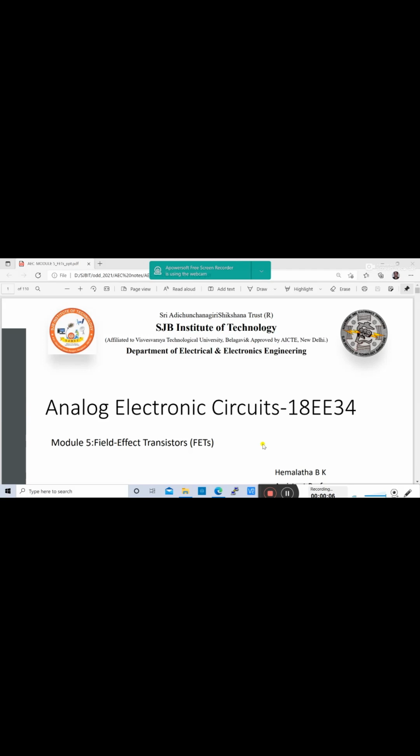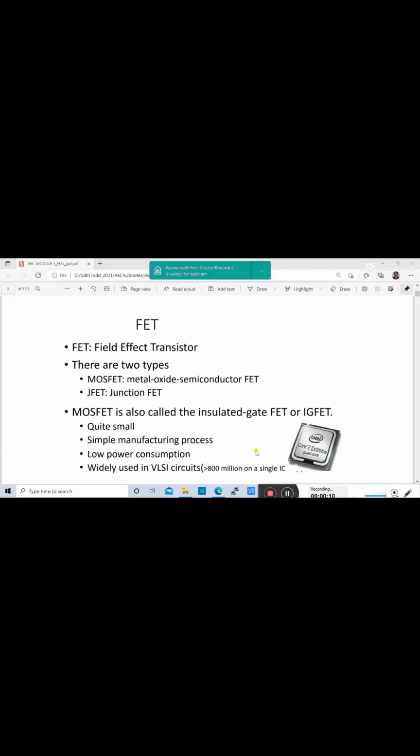We are seeing module 5, field effect transistors, under analog electronic circuits. What is FET? Field effect transistor. We have two types of transistors, one is BJT and the other one is FET.